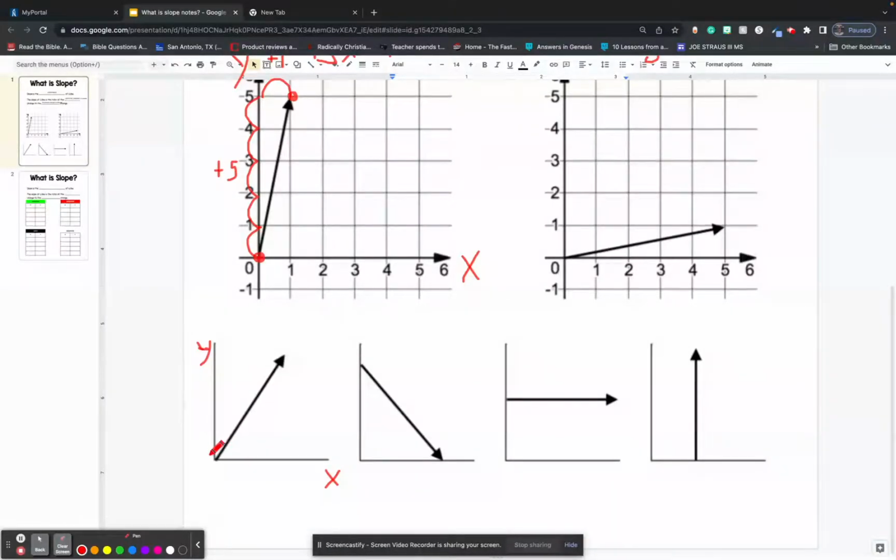So when you're looking at a graph from left to right, remember we said in class that if we put a little guy or a rock or anything, and from left to right, would he be going up a hill or down a hill? In this case, he's going up, so this graph is positive.